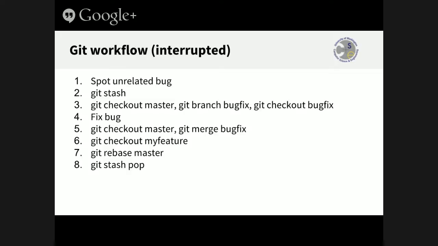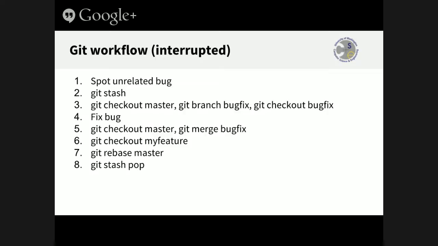Also, one thing that is not in these slides is that this combination of git branch and then git checkout on the same branch is very common. And so there's a shortcut for this, which is just git checkout -b, which will create a new branch and check it out at the same time. So okay, now you've created a bug fix branch from master.